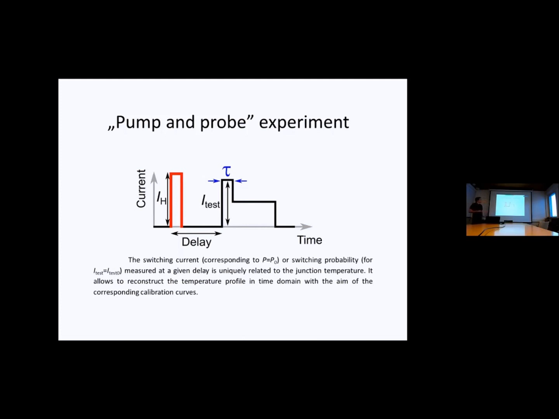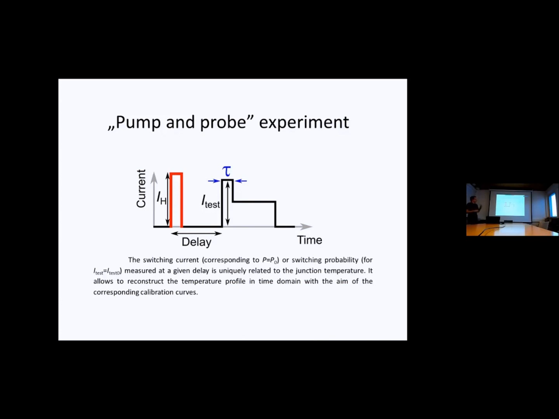So we energize our nanostructure with some short heating pulse, which is intended just to elevate the electron temperature slightly, sometimes by a lot, in one part of the nanostructure. And then in some other place, where we have a junction, we send the testing pulse on this junction. This testing pulse is delayed with respect to the heating pulse by some delay value. And now the switching current, or the probability for a given switching current at this delay, will tell us what the instantaneous temperature is just at this moment after application of the heating pulse.